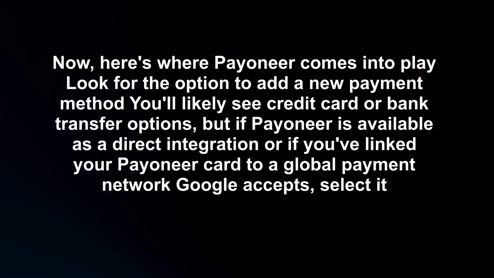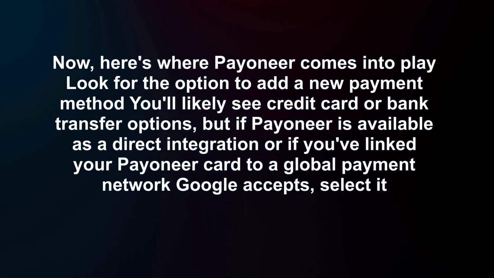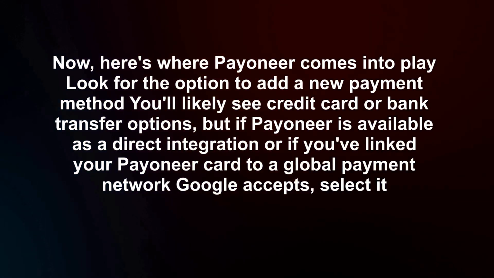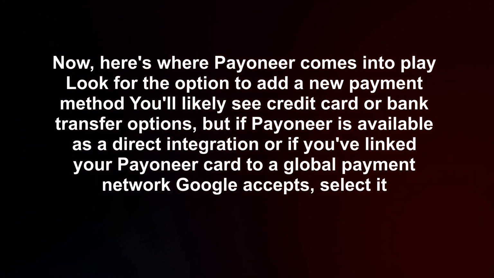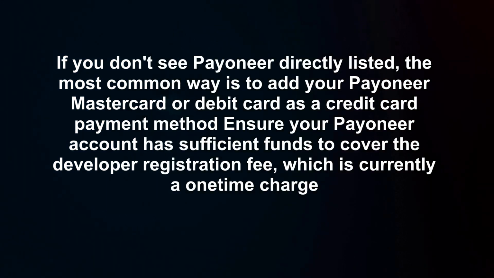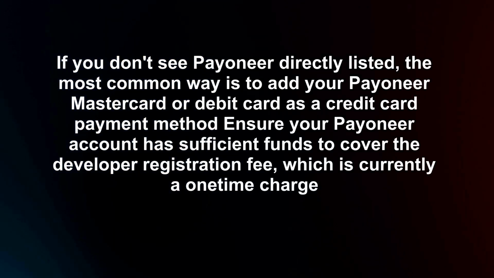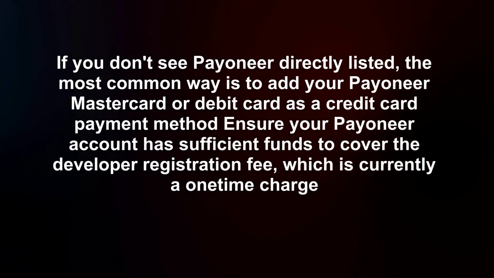Look for the option to add a new payment method. You'll likely see credit card or bank transfer options. But if Payoneer is available as a direct integration, or if you've linked your Payoneer card to a global payment network Google accepts, select it. If you don't see Payoneer directly listed, the most common way is to add your Payoneer MasterCard or debit card as a credit card payment method.